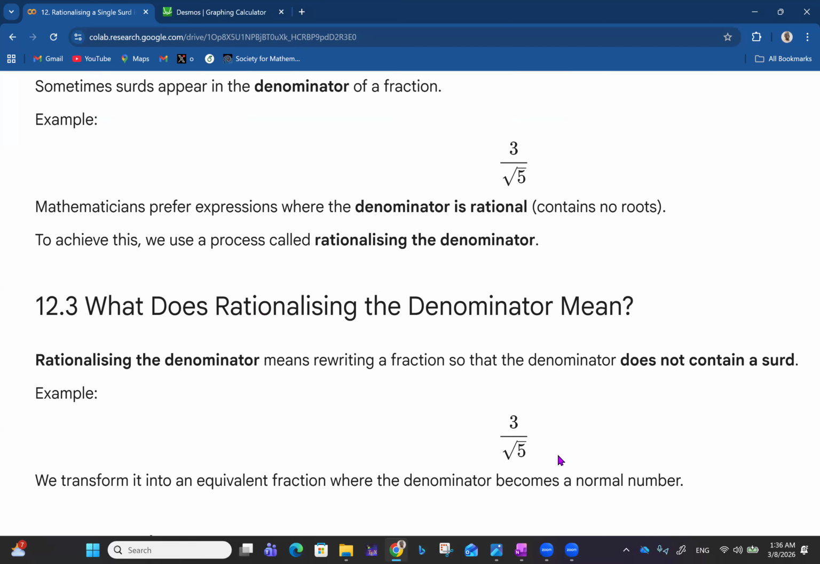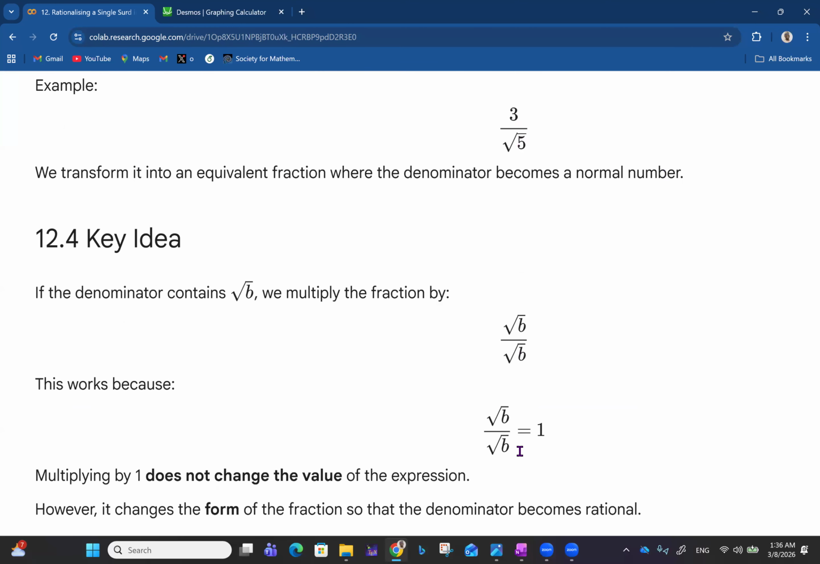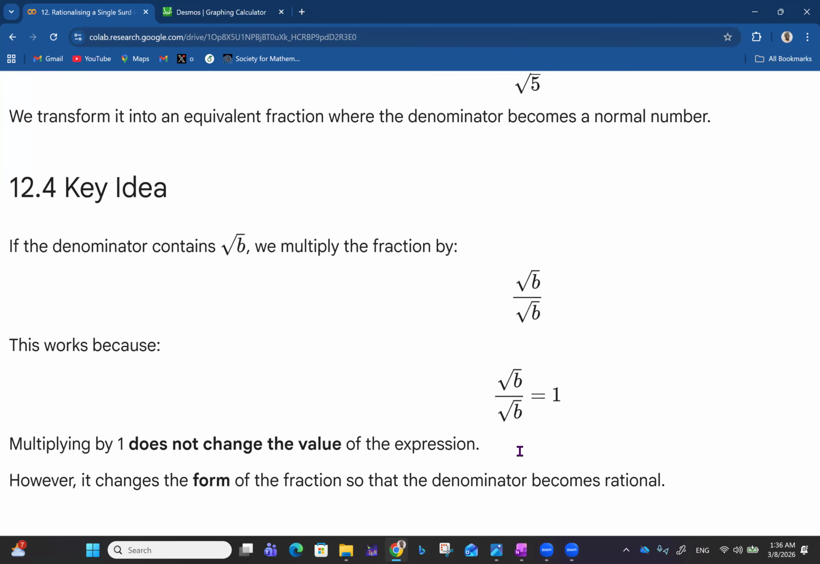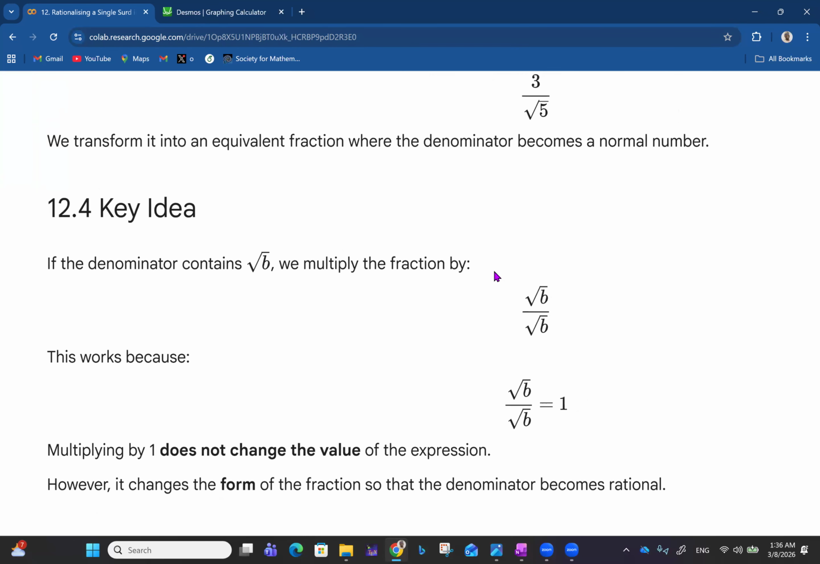So you have 3 over root 5. We transform it into an equivalent fraction where the denominator becomes a normal number. Instead of having root 5 here, we want to have another number here that is not irrational. The key idea is that if the denominator contains root b, we multiply the fraction by root b over root b. This works because root b over root b is 1, and when you multiply anything by 1, it doesn't change. So the expression remains the same, though its form has been transformed. It's quantitatively exactly the same thing, but you have just made it prettier by rationalizing.